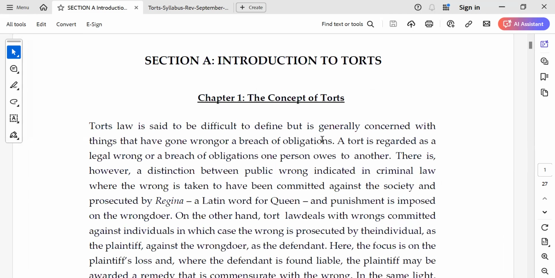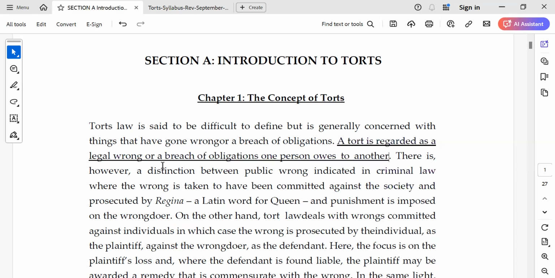So in section A, Introduction to Torts, the first chapter is the concept of torts. Tort is regarded as the legal wrong or breach of obligation one person owes to another. You might have obligations under a contract, orally, or by law. It could be any form of obligation, but these are either a legal wrong or a breach of obligation one person owes to another. So that becomes a tort.